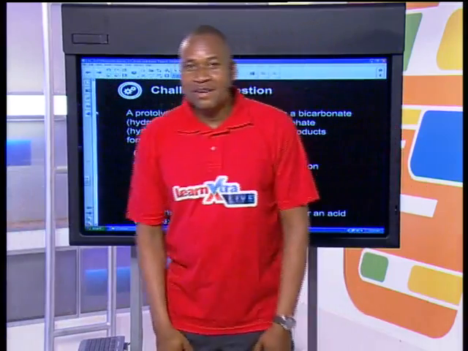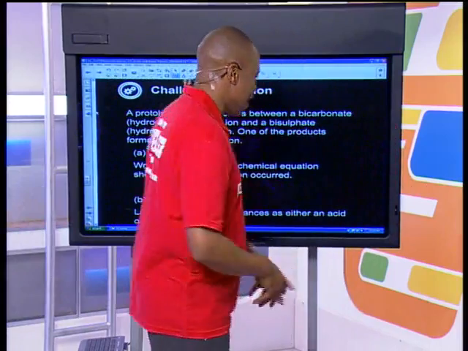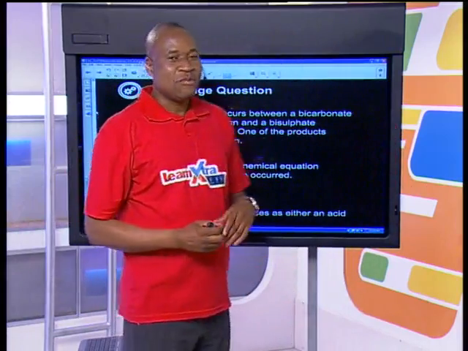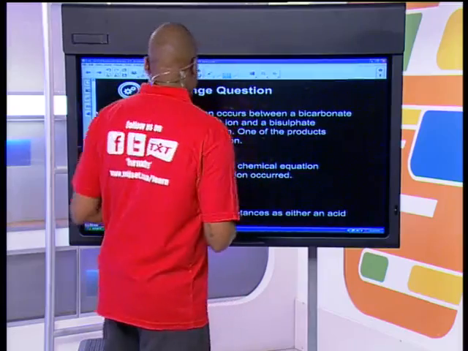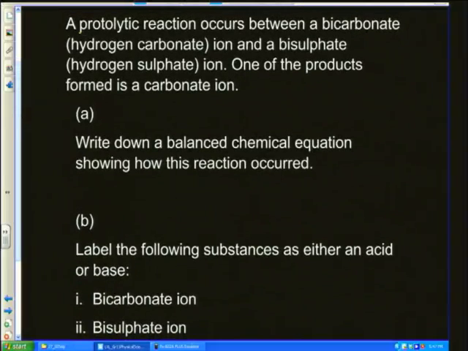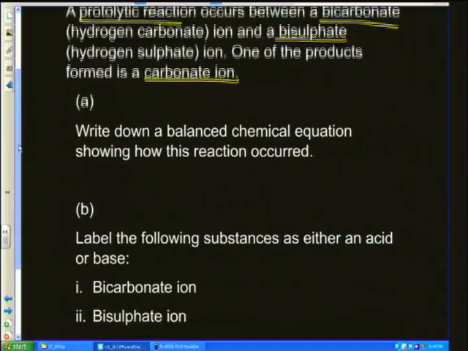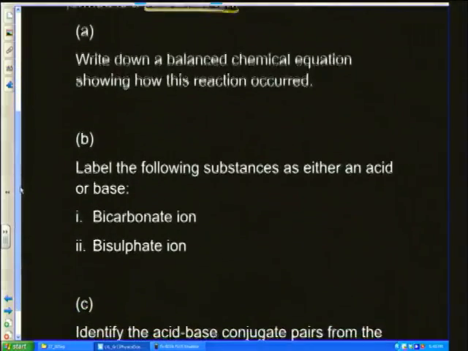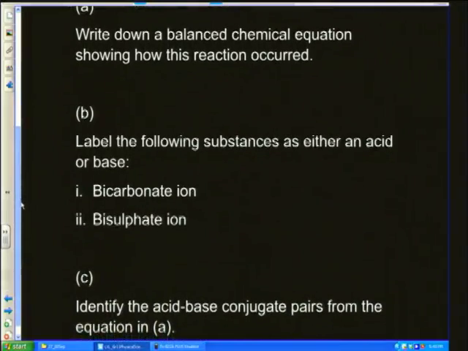Okay, thank you, Katlego. And then we're proceeding. We're going on with the science now, and it's back to acids and bases. We are going to our challenge question for the day, and the challenge question is this. A protolytic reaction occurs between a bicarbonate ion and a bisulfate ion. One of the products formed is a carbonate ion. All right? Now, first question is, write a balanced chemical equation showing how this reaction occurred.